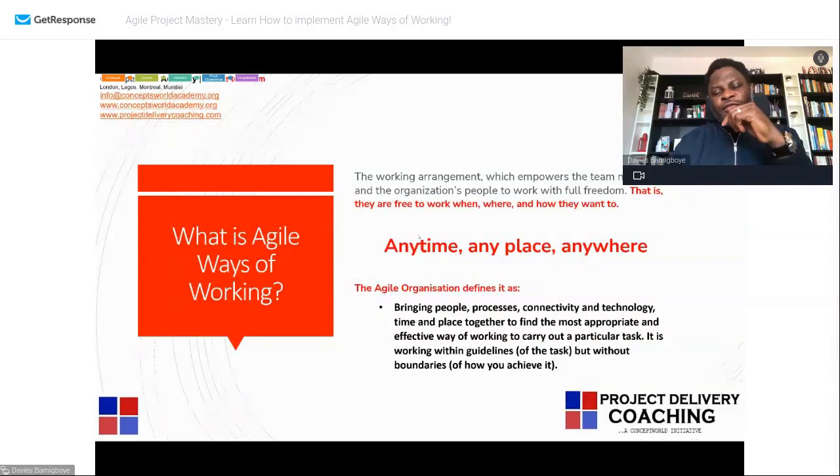Now, the Agile organization defines Agile ways of working as bringing people, processes, connectivity, technology, time and place together to find the most appropriate and effective way of working to carry out a particular task. It is working within guidelines of the task, but without boundaries on how you achieve it. So essentially, you're given a guideline: this is how we want to work here. But the how is left to you. Now, this requires a level of trust in the people that you're leading, but it is the way, I believe, of the future.